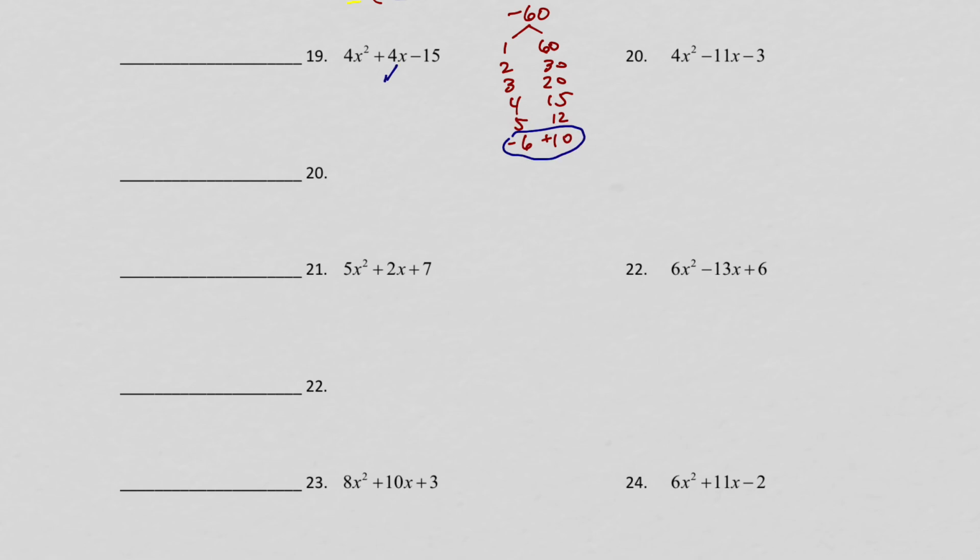So I'm going to rewrite the middle term like that. So I have 4x squared minus 6x plus 10x minus 15. Let me give myself some room here. Okay, and then I'm going to group these two as if they're a separate problem, and I'll take out a 2x. And that leaves behind a 2x minus 3.